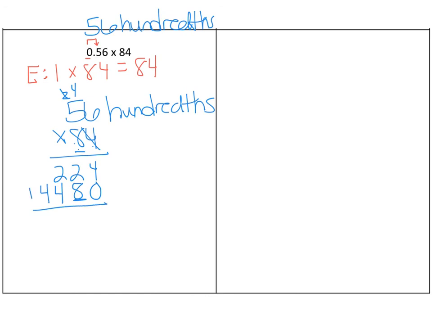Now I add. 4 plus nothing is 4. 2 plus 8 is 10, so I write the 0, carry that 1. 2 plus 4 is 6, plus 1 is 7, and then 4 plus nothing. So we have 4,704 hundredths.